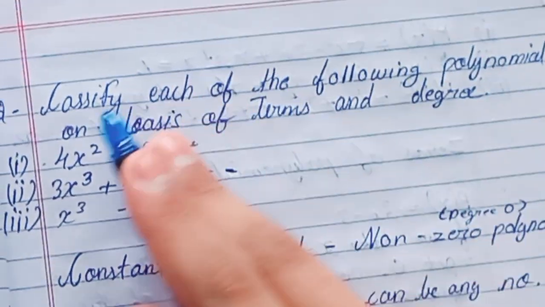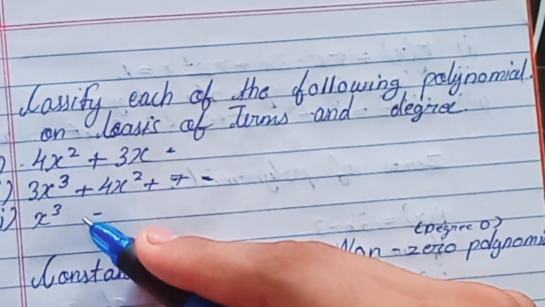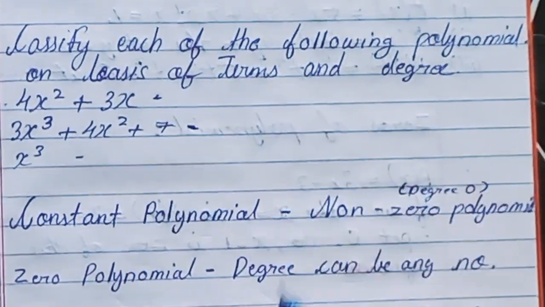Then there are quadratic polynomials. Quadratic polynomials have their degree as 2. Then there are cubic polynomials. Cubic polynomials have their degree as 3. So here we have some questions. So we should answer which of these are classified on the basis of terms and degrees.